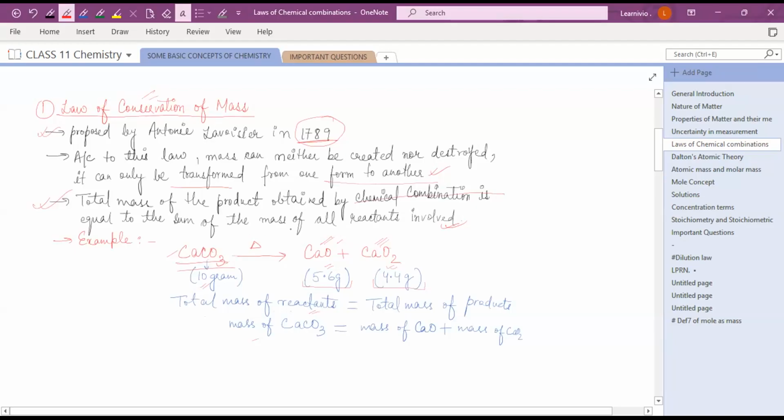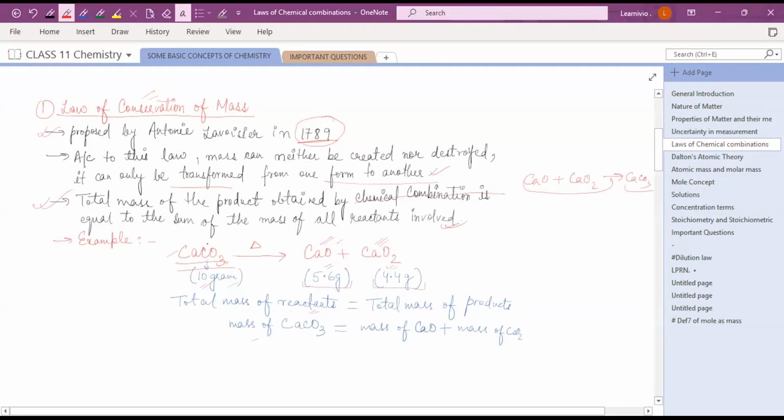Here calcium carbonate is dissociating, right? When you give heat, then it will dissociate to form calcium oxide and carbon dioxide, right? So these two are products, and calcium carbonate is the reactant over here. Similarly, we can say that calcium oxide plus carbon dioxide combine to form calcium carbonate. In this case, these are reactants and this is the product. But in each and every case, according to this law, the total mass of product will be equal to the total mass of reactants involved.